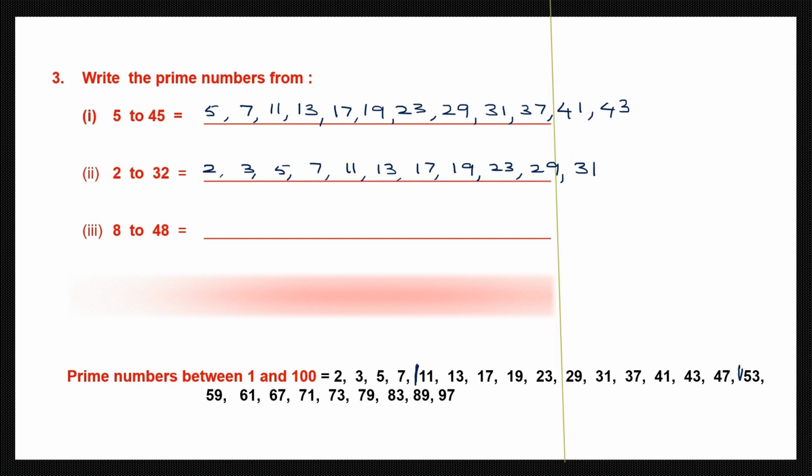We stop at 47 because 48 is not a prime number. So let's write all the numbers here: 11, 13, 17, 19, 23, 29, 31, 37, 41, 43 and 47.